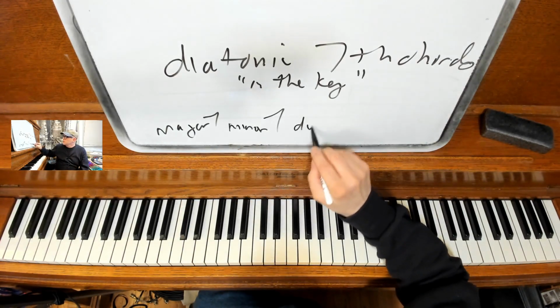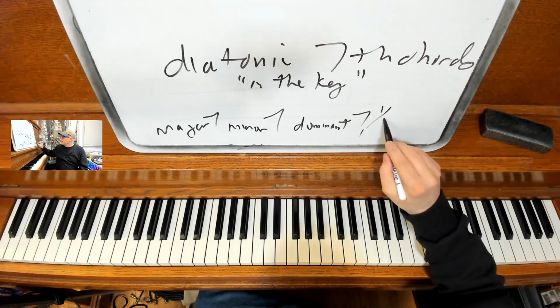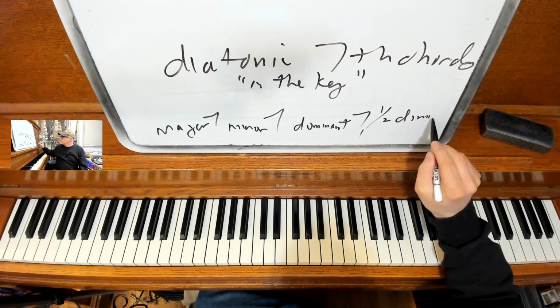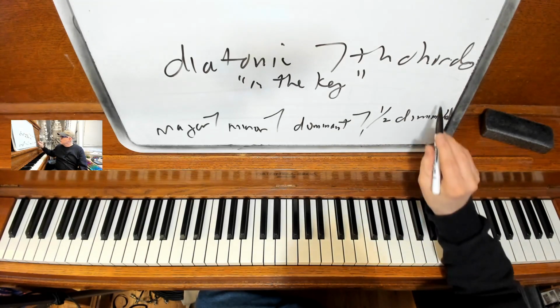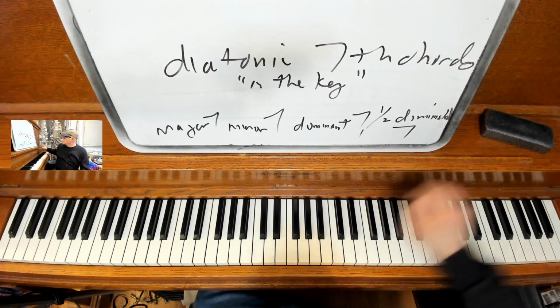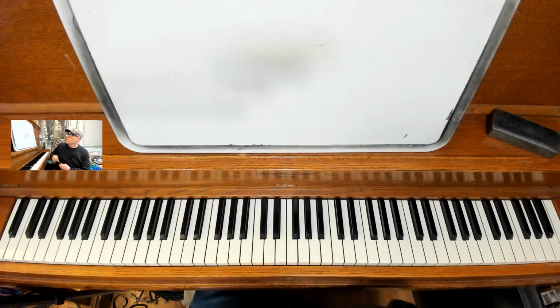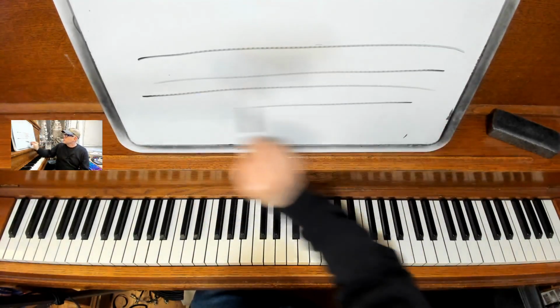There's dominant 7, and then there is what we call half diminished 7. Okay. So let me explain what that means. Let's just take one of the chords.